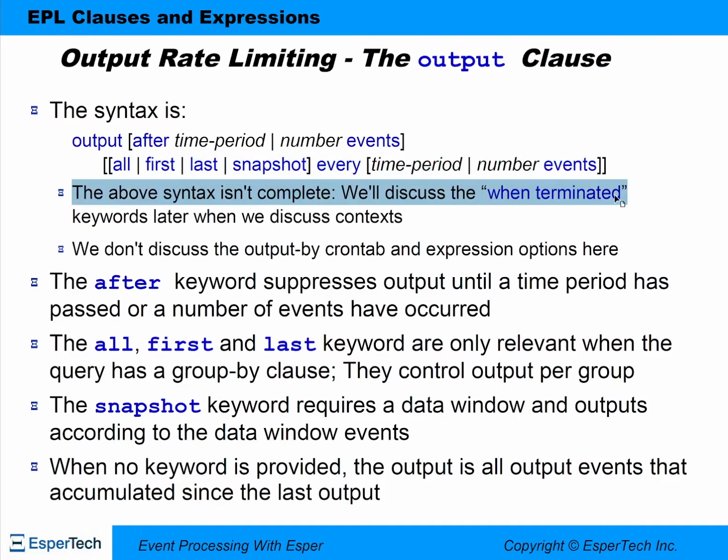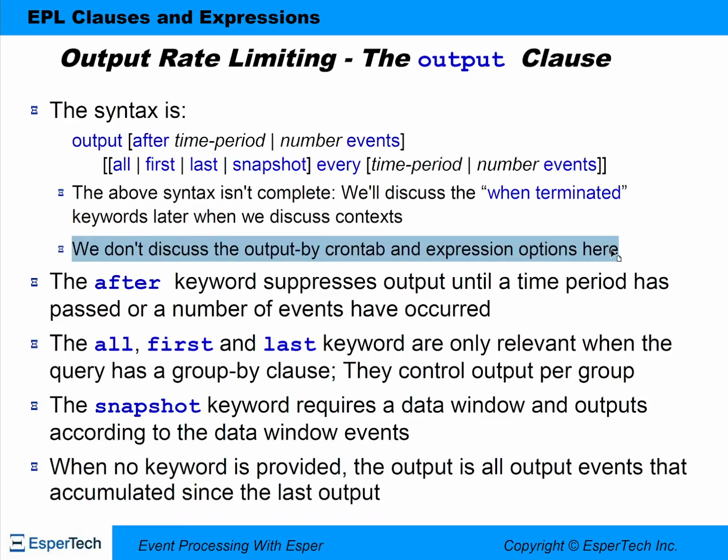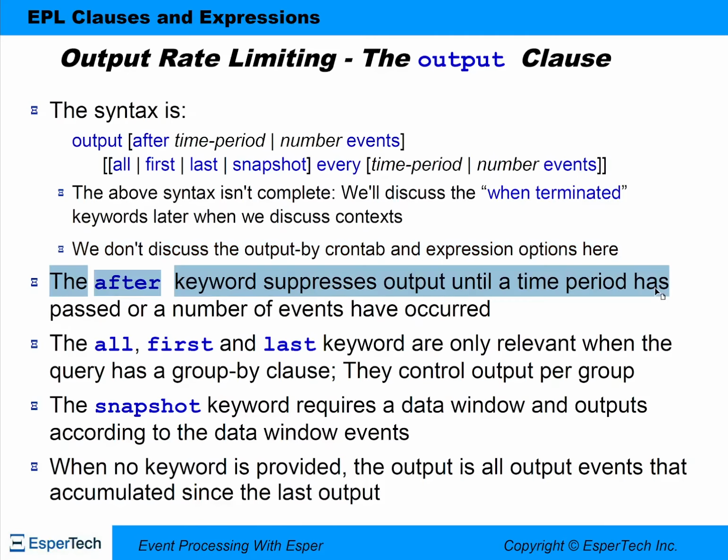The above syntax isn't complete. We'll discuss the when-terminated keywords later when we discuss contexts. We don't discuss the output by crontab expression options here. The after keyword suppresses output until the time period has passed or a number of events have occurred.